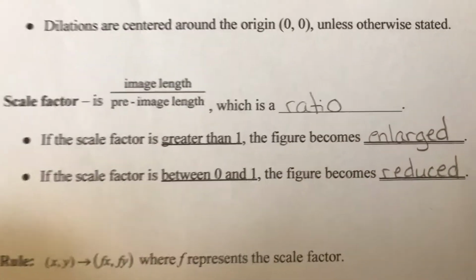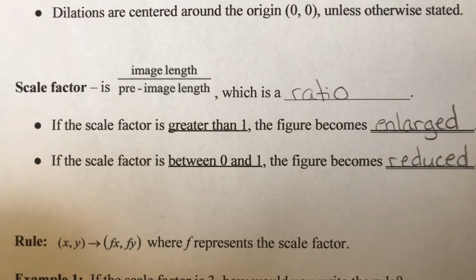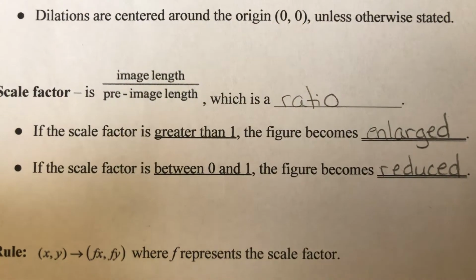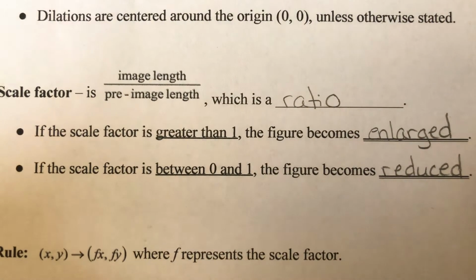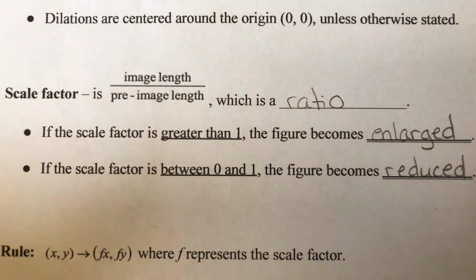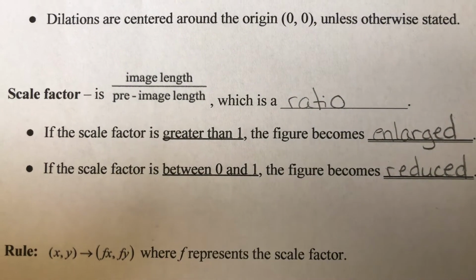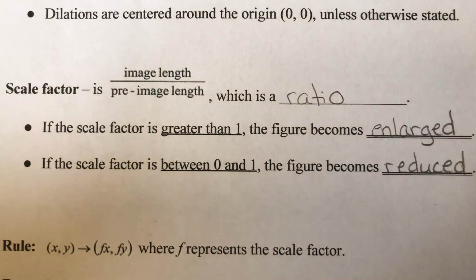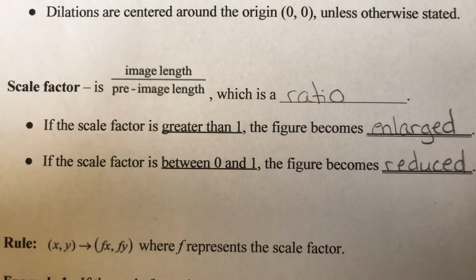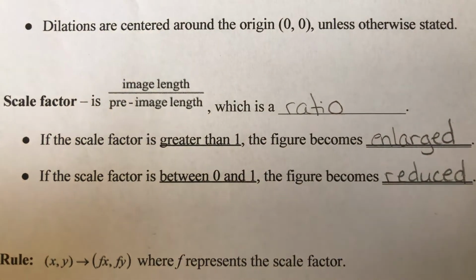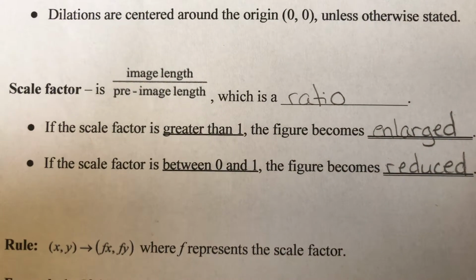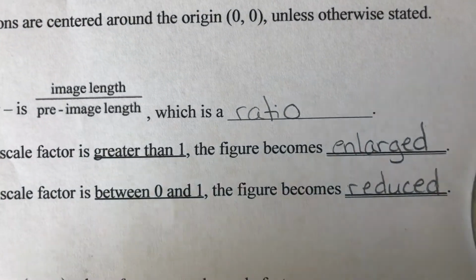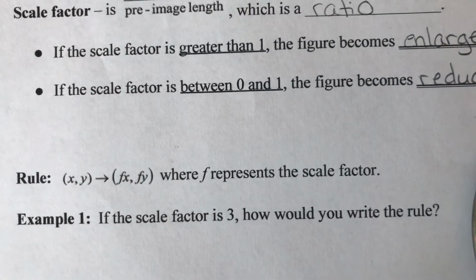So if our scale factor is greater than 1, then the figure is going to be enlarged. Think about that. You take a number and you multiply it by a number greater than 1, it gets bigger. If the scale factor is between 0 and 1, in other words, a fraction or a decimal, the figure is going to be reduced. If we say something's half the size and we multiply by a half, it's getting smaller by half. Okay, so not really hard fraction stuff.